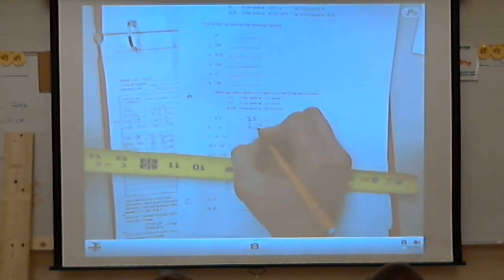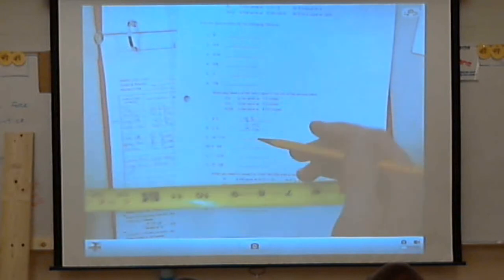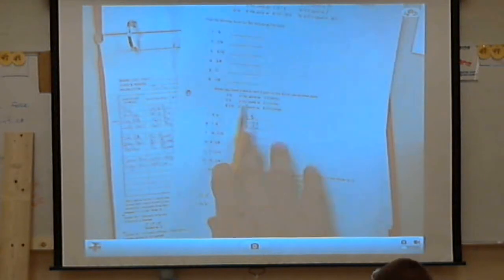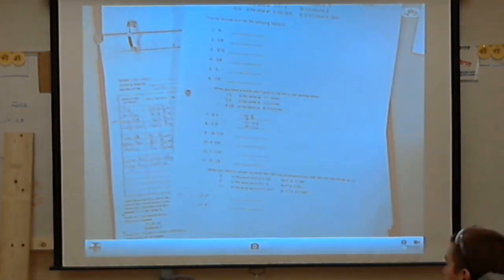2.75. So the only difference between this step here and this bottom section is that you're putting a whole number in front. Okay. Basic math, right? If you have a whole number, it goes to the left of the decimal place. If you have a fraction or a half, something like that, it goes to the right.